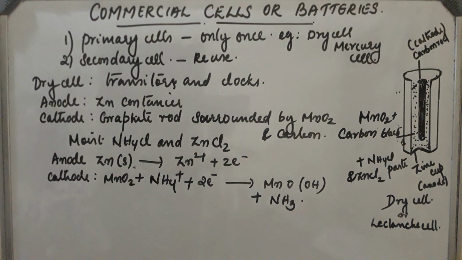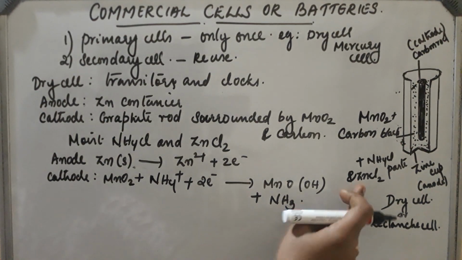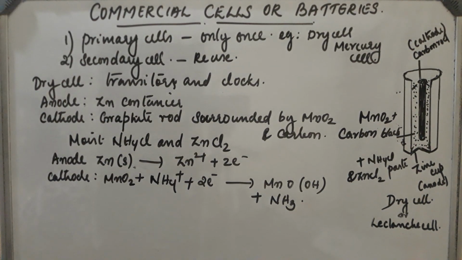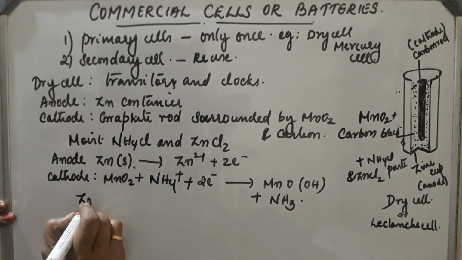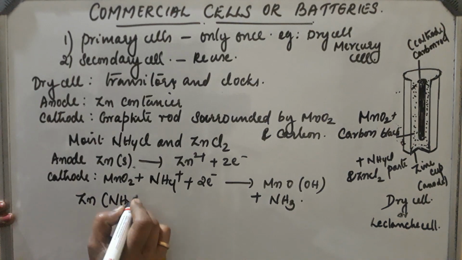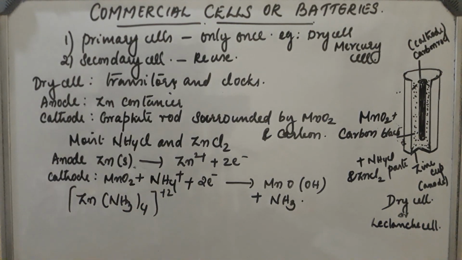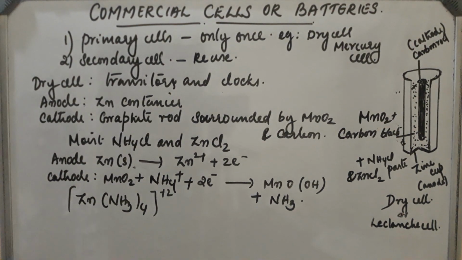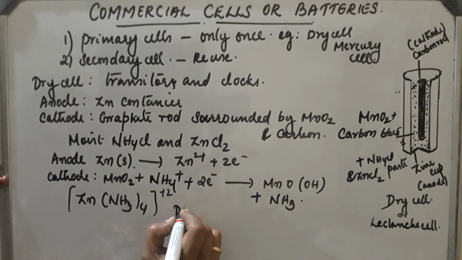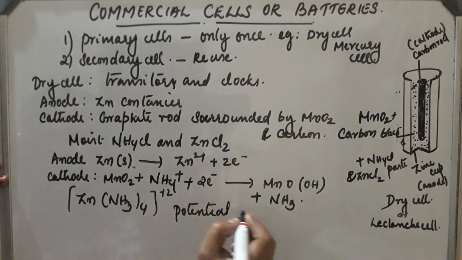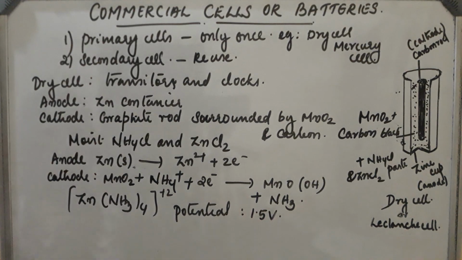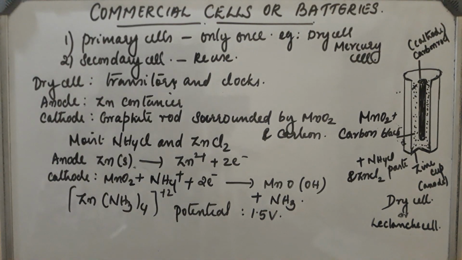Now the ammonia produced reacts with the zinc chloride present, so Zn2+ is present, and the ammonia forms a complex with zinc, Zn(NH3)4 2+. So these are the reactions taking place in the dry cell. Now what will be the voltage? The potential of this cell is 1.5 volt. So these are the important points of the dry cell.